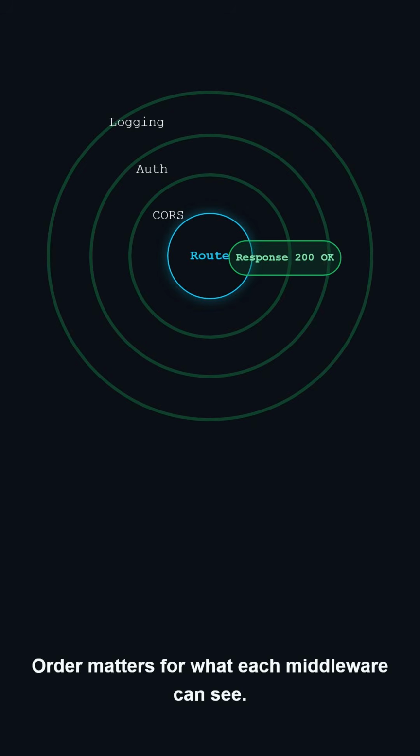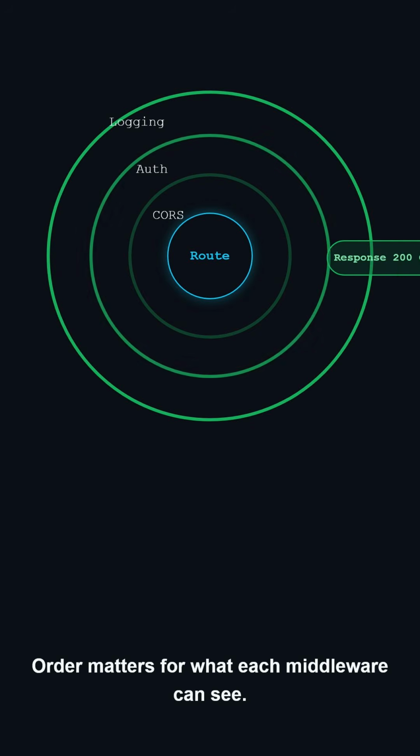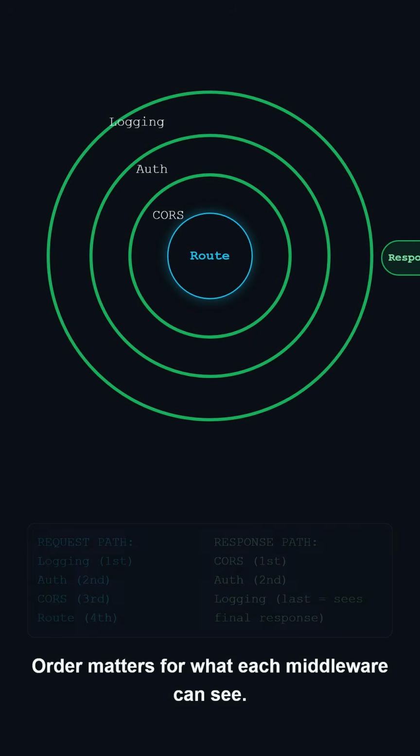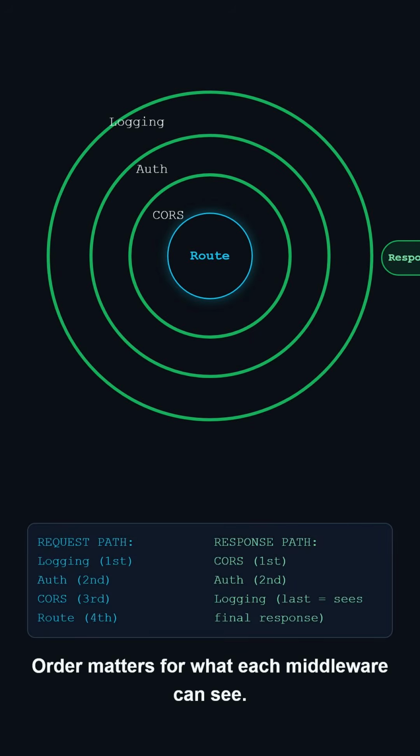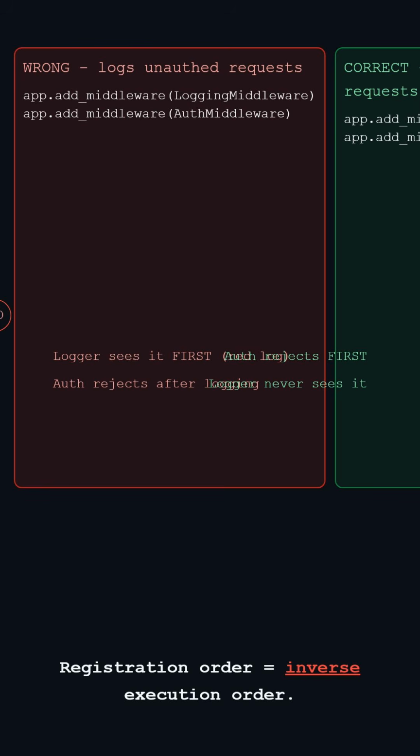The fix is simple once you know this. You just reverse your registration order. Put logging first in the code if you want it innermost. Put it last if you want it outermost. And outermost means it runs first on the request and last on the response. Read that again if you need to. It's counterintuitive and it will save you a debugging session.